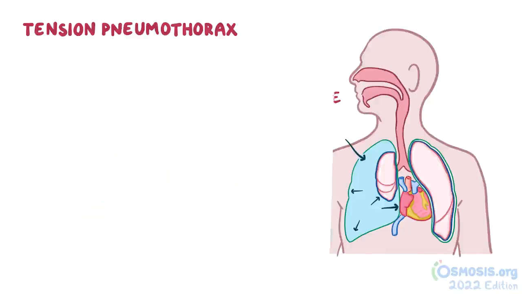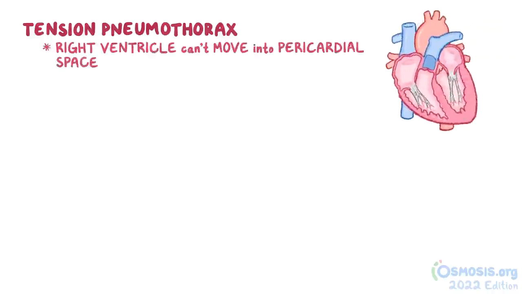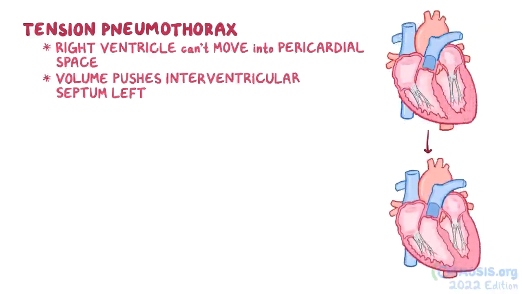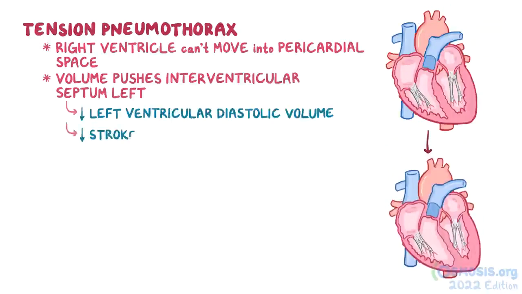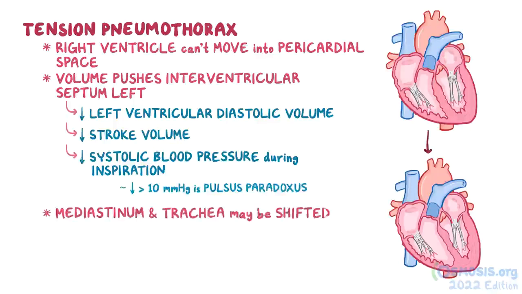In fact, because of the external pressure, sometimes the right ventricle can't move into the pericardial space, so the extra volume pushes the intraventricular septum toward the left. This leads to a reduction in left ventricular diastolic volume, a lower stroke volume, and a drop in systolic blood pressure during inspiration. A decrease in the systolic pressure of greater than 10 millimeters of mercury is called pulsus paradoxus. Additionally, in a tension pneumothorax, the mediastinum and the trachea may be shifted to the contralateral side.